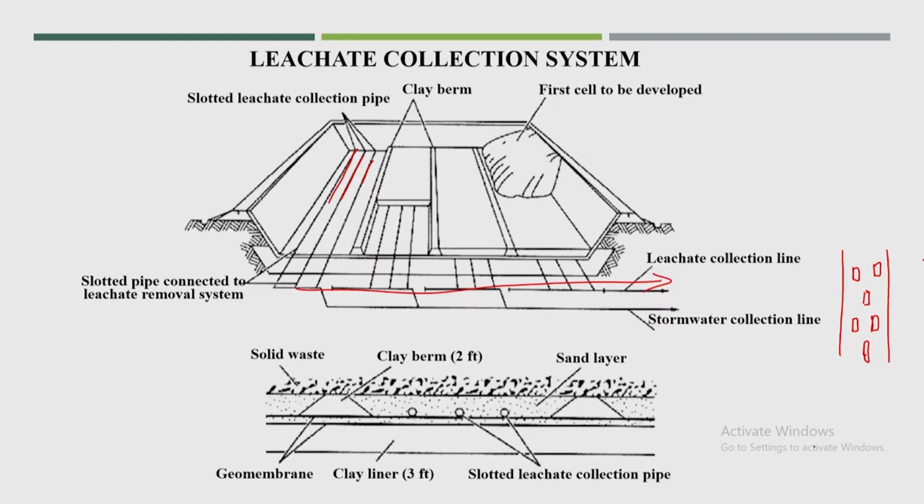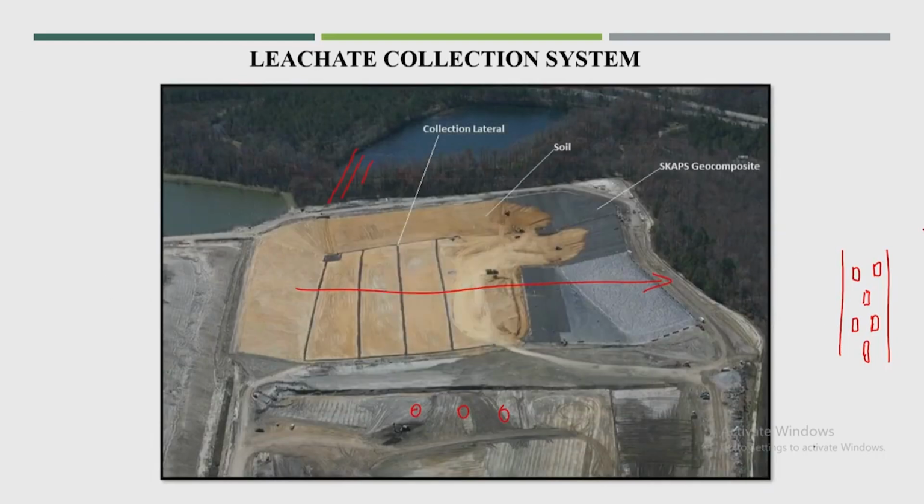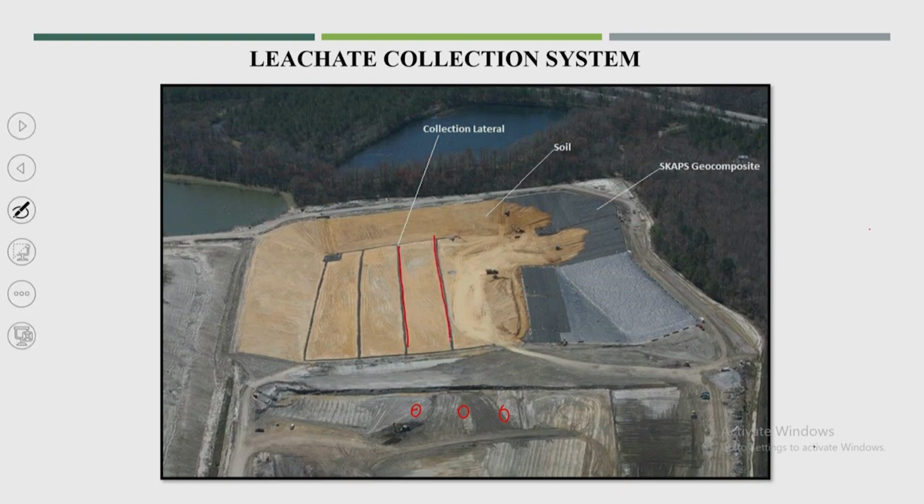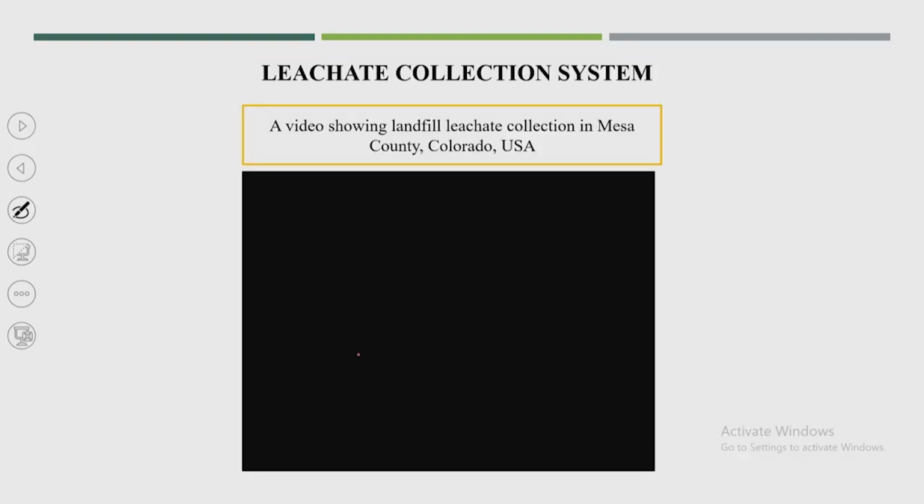So, you can see here these are those pipes, that is the slotted pipe connection, leachate collection pipes. You can see here these are the collection pipes. Now, I have a small 2 minute video, and in that way also you can see how these pipes are being laid down.